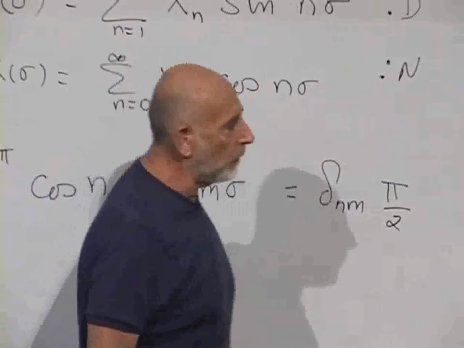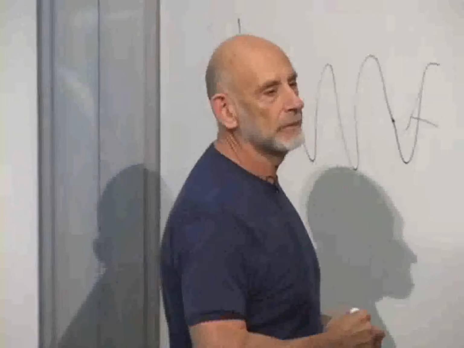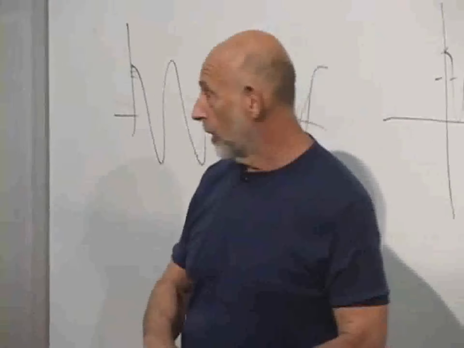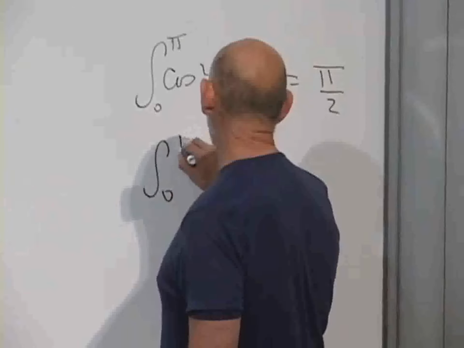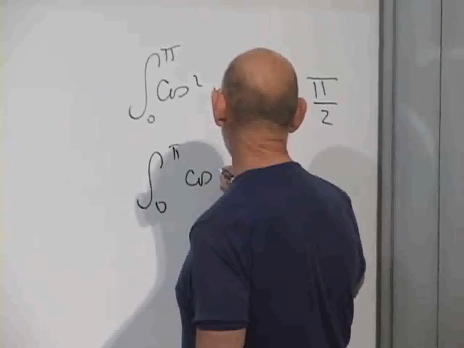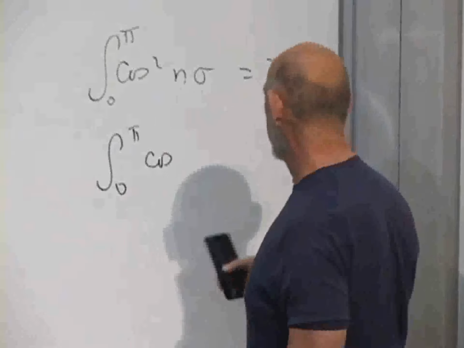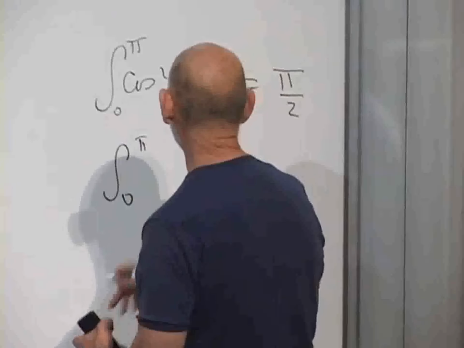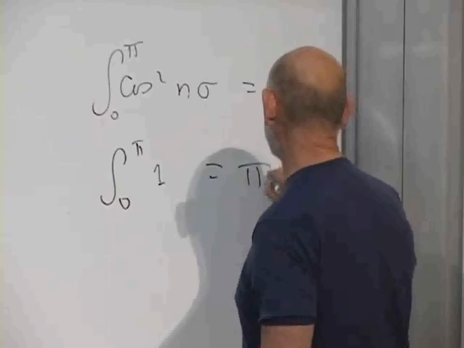Now, I made a mistake for one special case. Anybody know what the special case is? N equals 0. So let's take n equals 0. Integral 0 to pi of cosine, what's cosine 0 sigma? 1. Cosine of 0 is 1. So it's just 1 d sigma, and that's equal to pi.